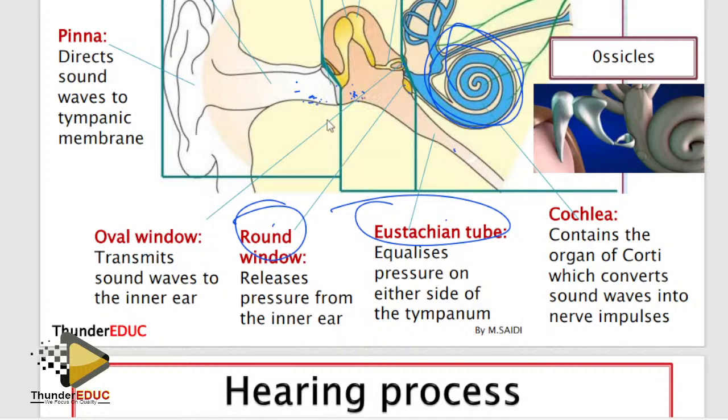Basically, this eustachian tube allows air to go in and out, so that now the pressure is equalized. They brought this question, I think this year, and students were off. Actually, they asked how the eustachian tube equalizes pressure on either side of the tympanic membrane. Many students knew that it equalizes pressure, but how does it do it? By allowing air in and out of the middle ear through the tympanum. Simple.